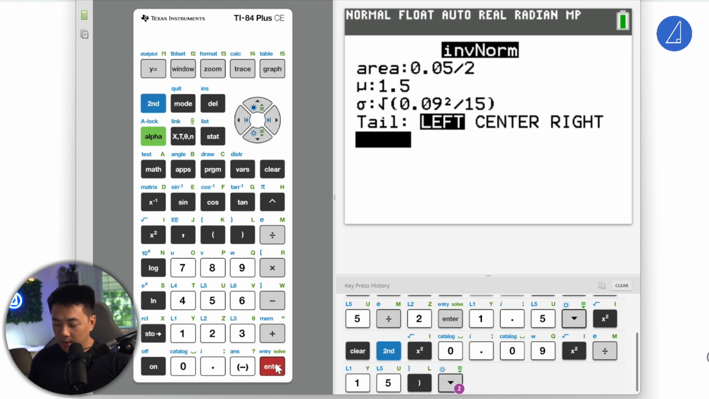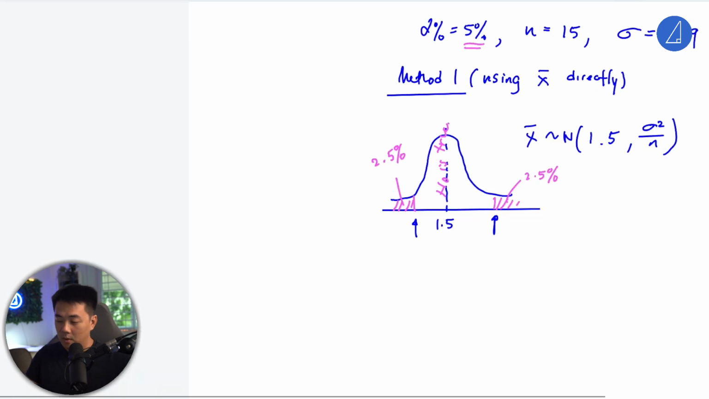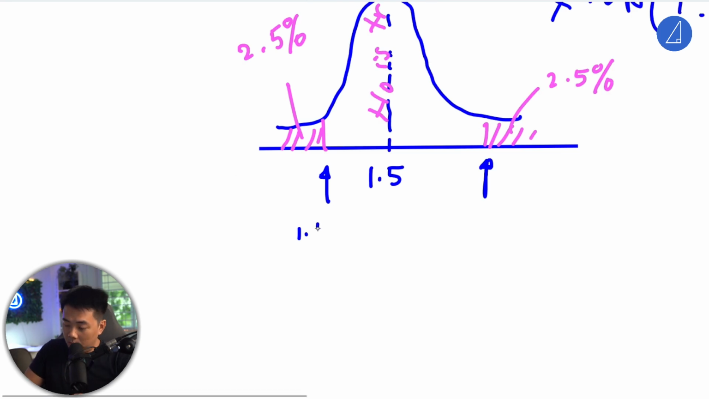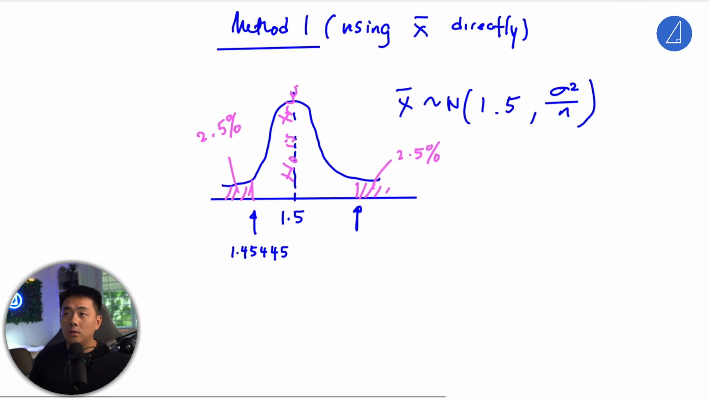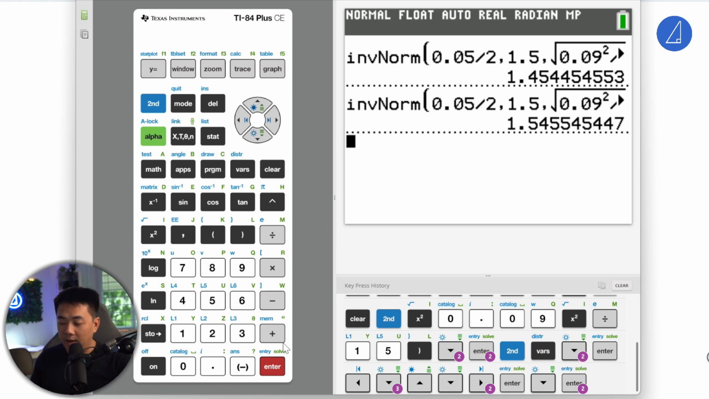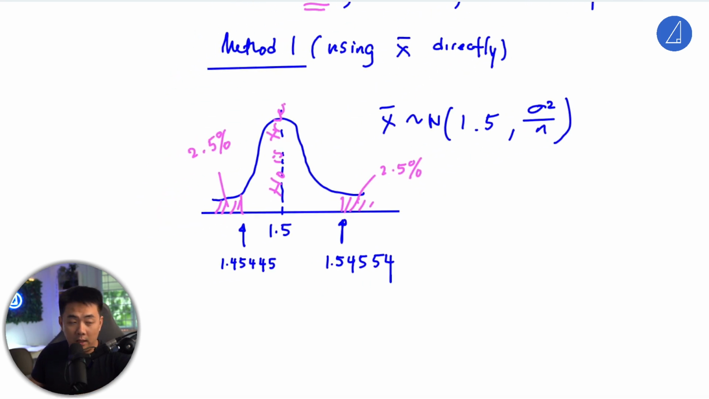So you put the left tail, and you get 1.45445 over here. You could use symmetrical values to find the other, or you could just use inverse norm on the right. You get this value here, 1.54554. Critical region just means that you are rejecting H0. So there you go.